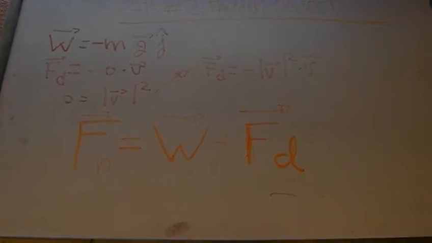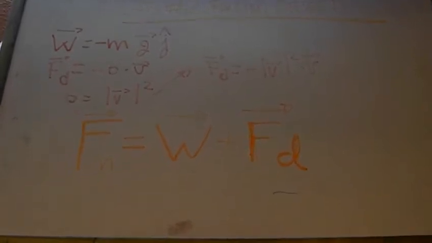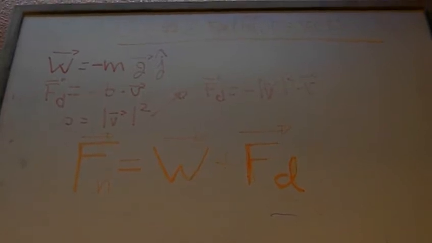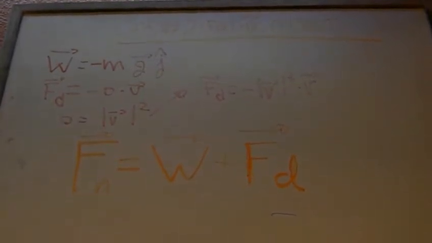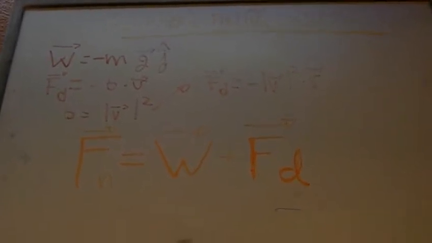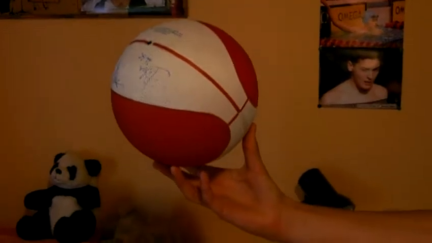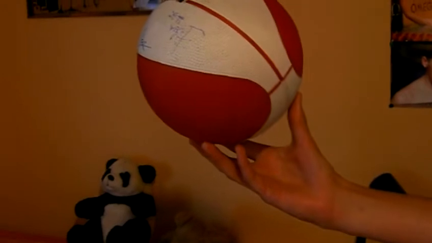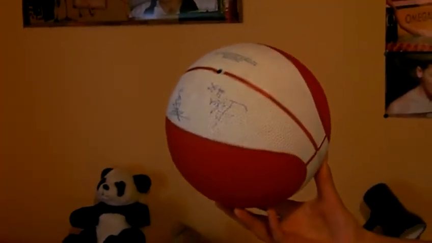Now, if we want to get the net force acting on the system, it's going to be the sum of the weight and the drag force. For example, if we look at our ball, we're going to see that there is a weight force acting downward and a drag force, a turbulent drag force more specifically, acting in the upward direction.